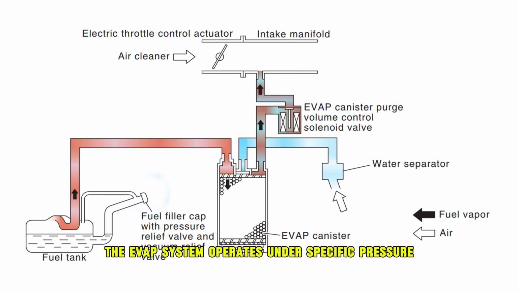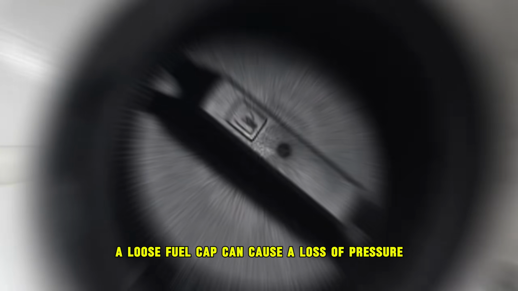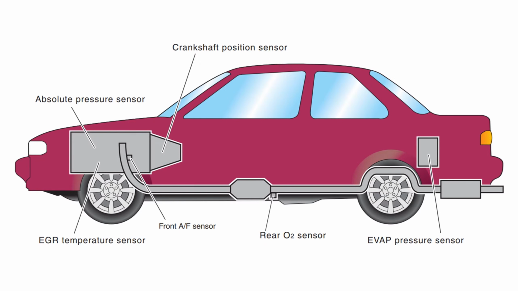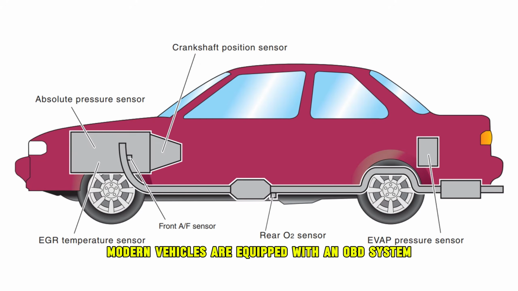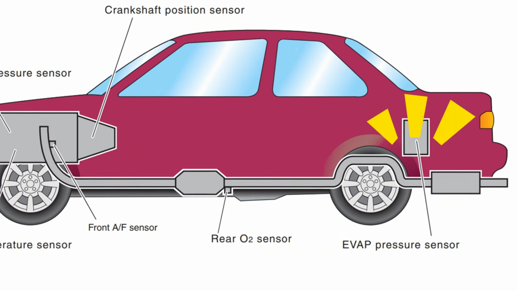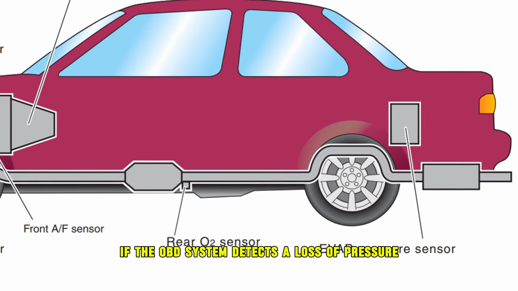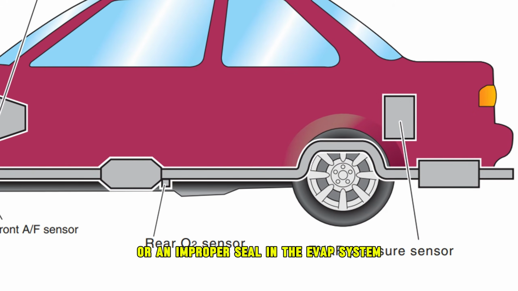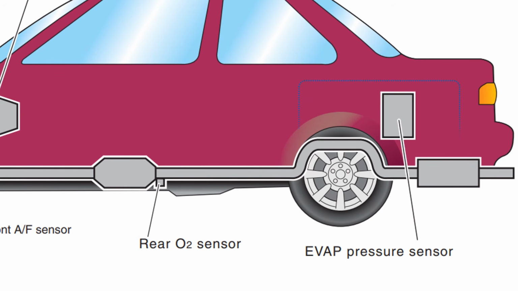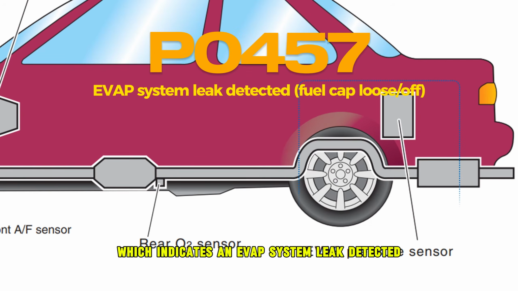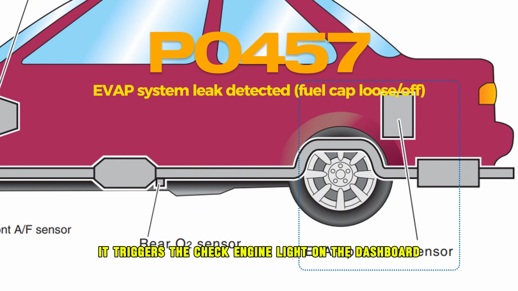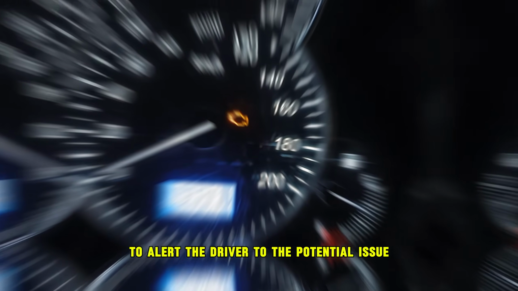The EVAP system operates under specific pressure conditions. A loose fuel cap can cause a loss of pressure, triggering sensors within the system. Modern vehicles are equipped with an OBD system that continuously monitors various components and systems, including the EVAP system. If the OBD system detects a loss of pressure or an improper seal in the EVAP system, it records a fault code. A common fault code related to this issue is P0457, which indicates an EVAP system leak detected. When the OBD system records this fault code, it triggers the check engine light on the dashboard, to alert the driver to the potential issue.